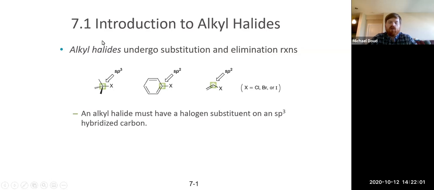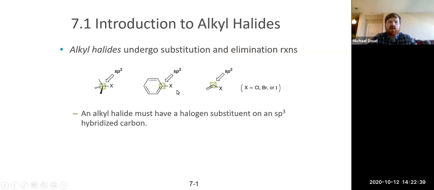As far as what alkyl halides are, you can kind of piece it together, right? It's alkyl halide. So this is basically an alkane or something substituted like an alkane, and it's substituted with a halogen: fluorine, chlorine, bromine, or iodine. Alkyl halides in particular have to have the halogen substituent on an sp3 hybridized carbon. Just keep in mind, the only carbon that's going to undergo substitution or elimination as far as an alkyl halide reaction goes is the sp3 carbon.